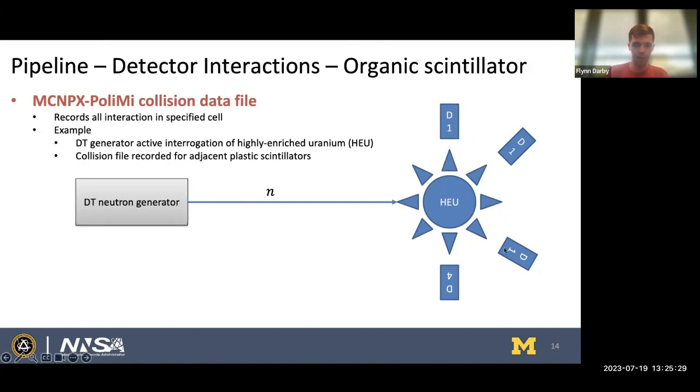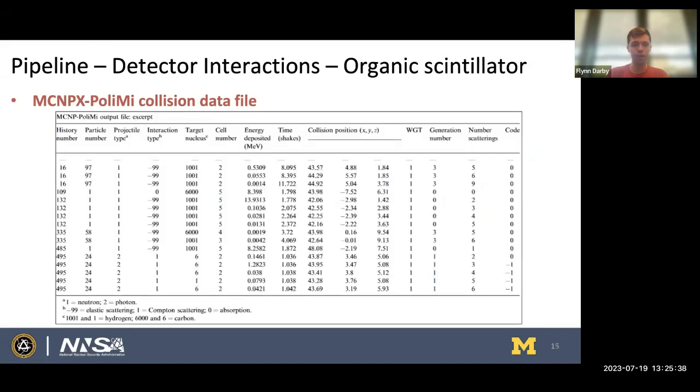And sorry, the numbering is off here. I need to update that. The collision file is recorded for adjacent plastic scintillators. And this is the result we might see for those detectors detecting this scenario, this active interrogation scenario.